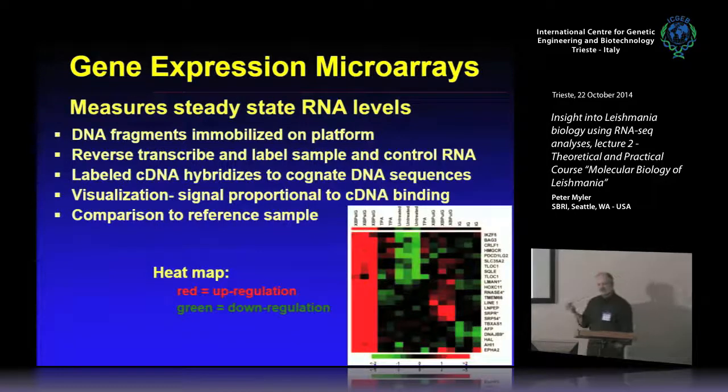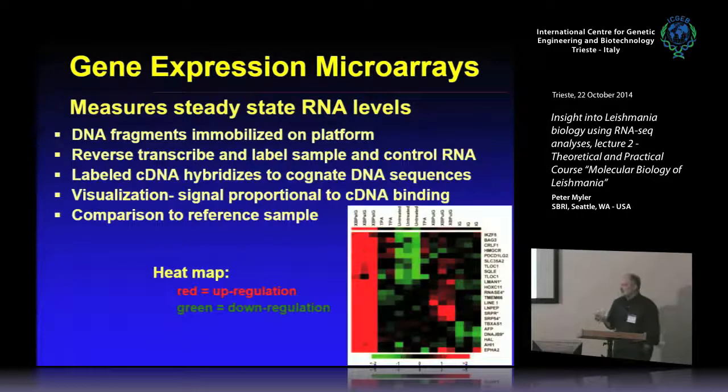Then generally, you can use two different labels, and so you can compare the levels of RNA under two different conditions. And so you end up generating a heat map like this, where everything that's in red is upregulated in that sample relative to the reference, and everything that's in green is downregulated, and everything that's black is sort of the same. So you generate these heat maps, which really tell you quite a lot. And the big advantage is that you can essentially look at all of the genes in the genome at once.